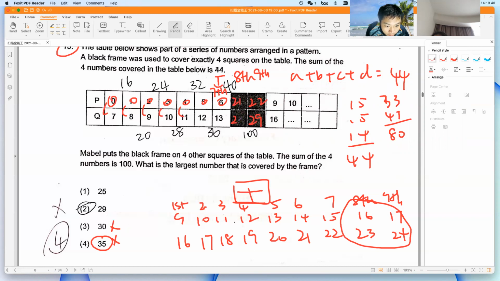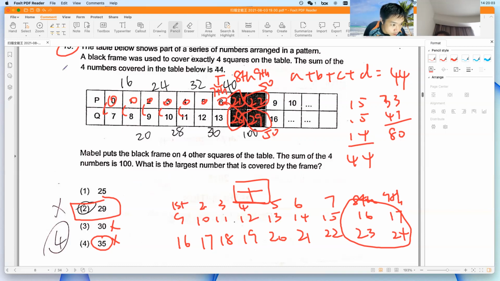So this is a trial and error. Okay, it looks to be the case. Why? Because these two add up to 50, and then these two add up to 50. Then you get 100. So that's why the answer is 29. Okay, good. This is a very good question. This is another way to test you on the number pattern concept. Okay. Next.